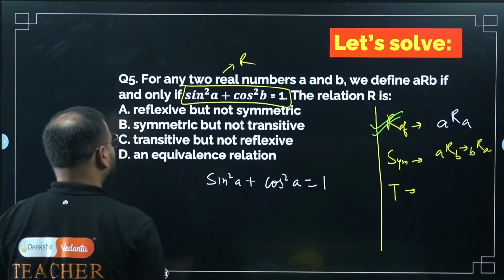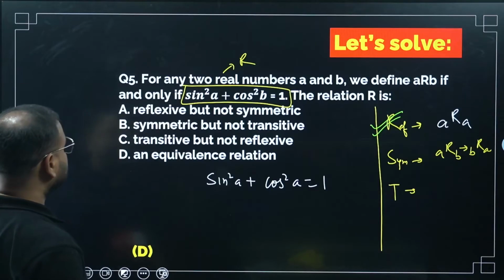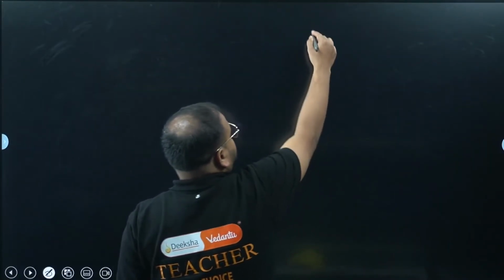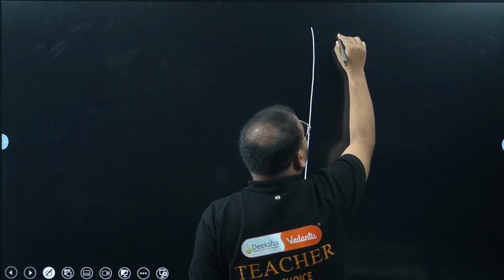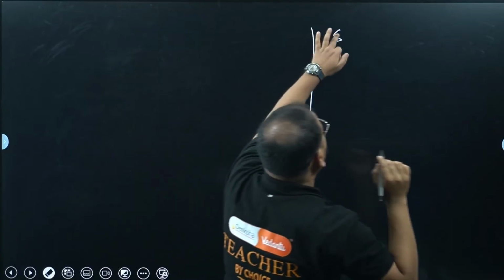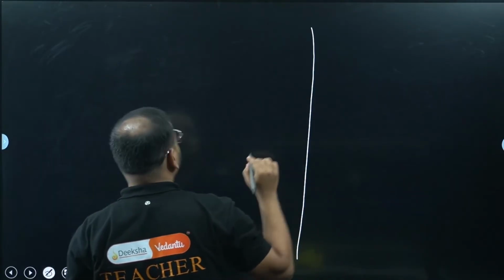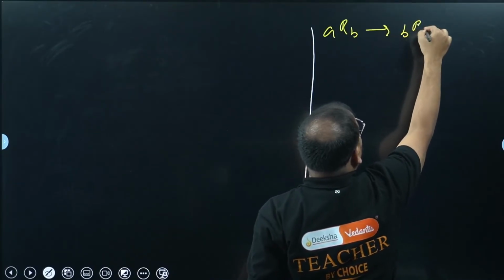So I'm trying to prove symmetric. I can use this slide. I'll write the definition of symmetric first on the top. ARB, then BRA has to be there.